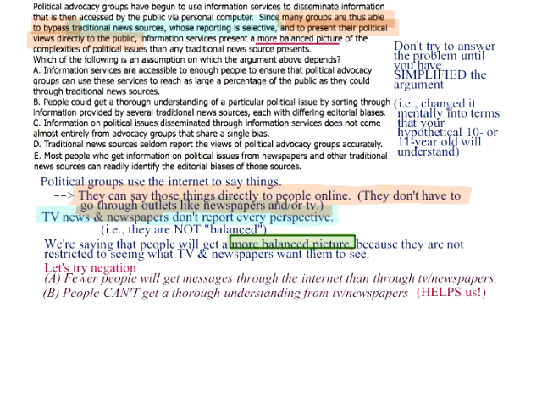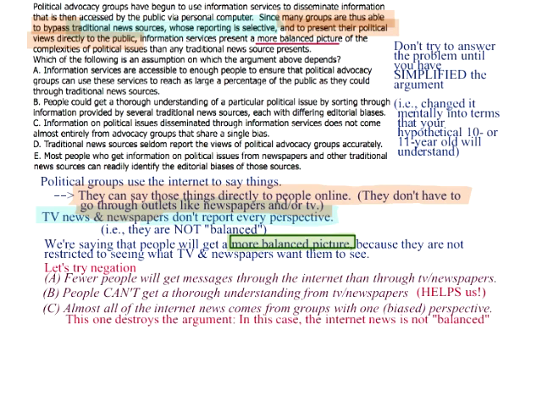Almost all of the internet news comes from groups with one biased perspective. I mean, okay, if that's true, it should be very clear that our argument is dead, because then the internet news doesn't promote balance at all, right? This destroys the argument. When you negate it, it destroys the argument, because then, in this case, the internet news is not balanced at all.